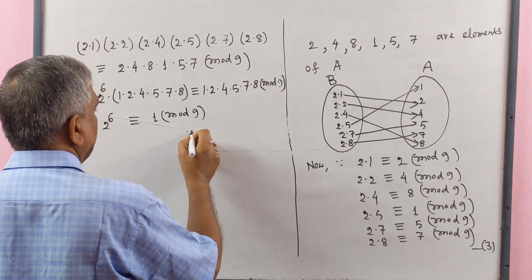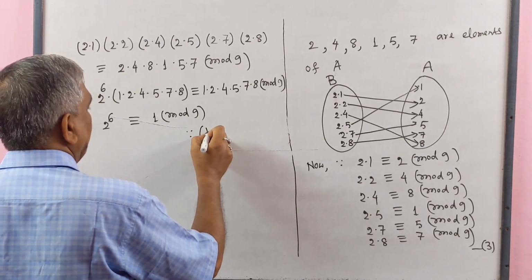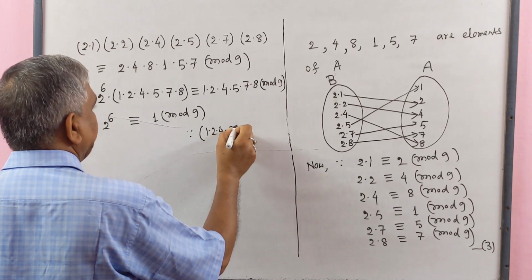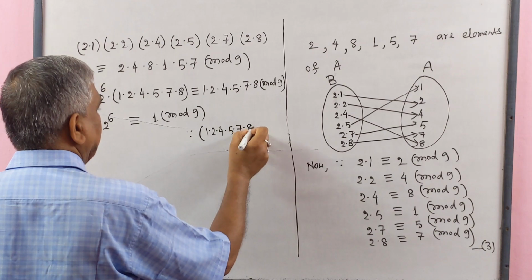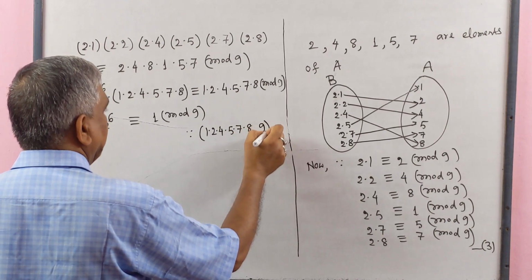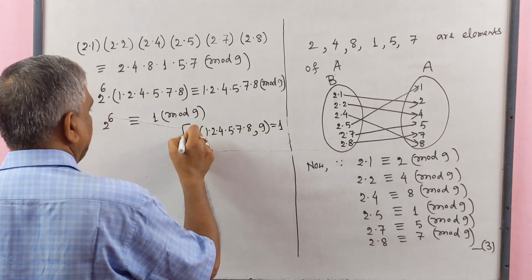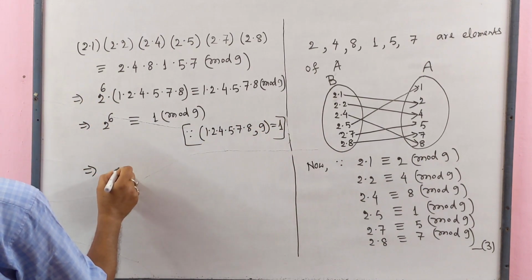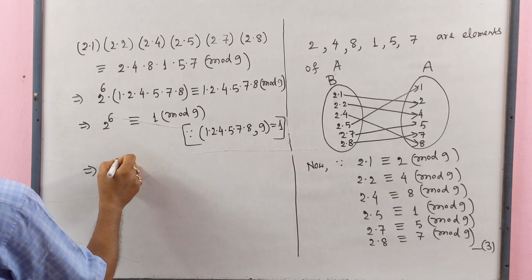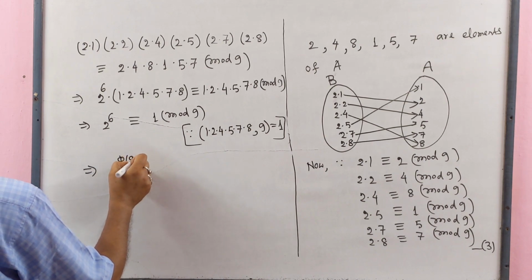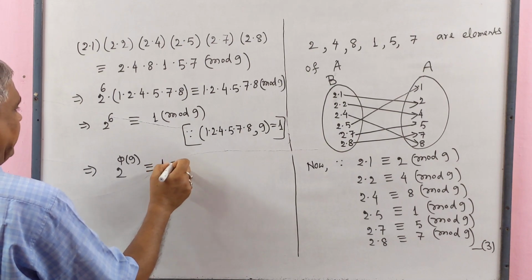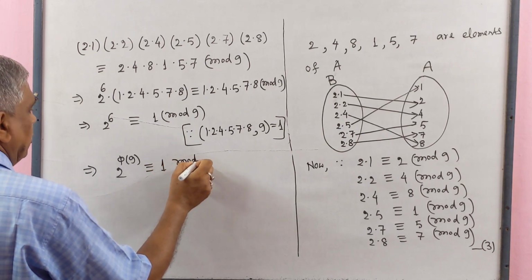Since GCD of 1 multiply 2 multiply 4 multiply 5 multiply 7 multiply 8 with 9 equal to 1, we may write this as 2 to the power 6, meaning Euler's phi function of 9, is congruent to 1 modulo 9.